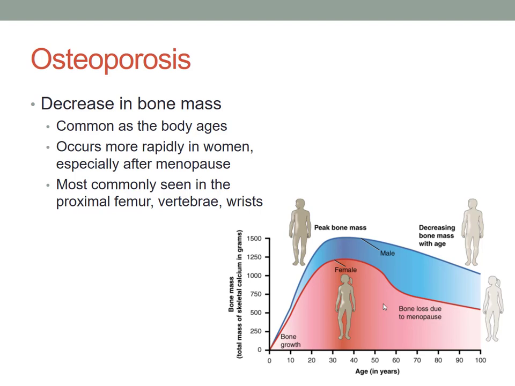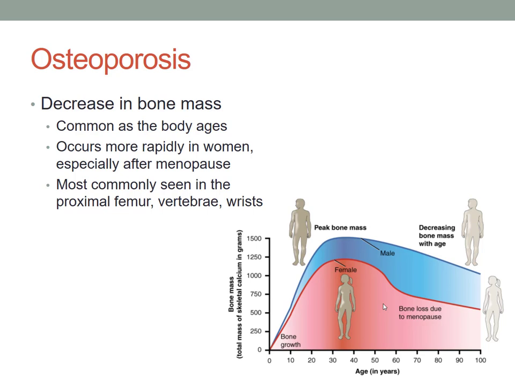One common disease you'll see with bones is osteoporosis. Osteoporosis is a decrease in bone mass. It's common as the body ages. It occurs more rapidly in women, especially after menopause. It's most commonly seen in the proximal femur, the vertebrae, and the wrists.